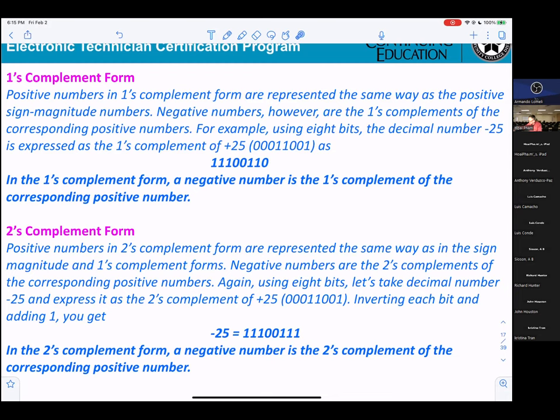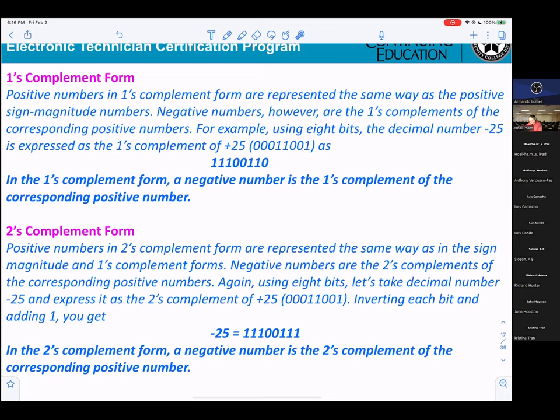Second complement form. Positive numbers in second complement form are represented the same way as in sign magnitude and first complement form. Negative numbers are the second complement of the corresponding positive number. Again, using 8 bits, let's take decimal number minus 25 and express it as second complement. Plus 25 is 0 0 0 1 1 0 0 1. Inverting the bits, you get the first complement. Adding 1, you get the second complement. So that's why minus 25 will be this number.